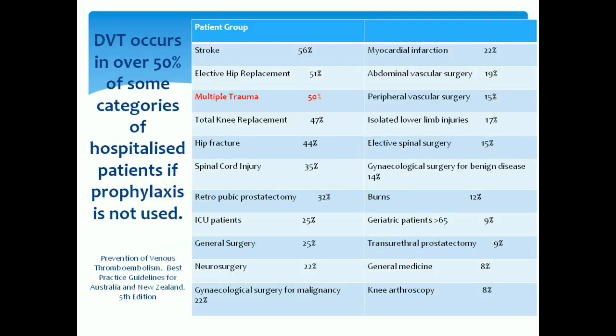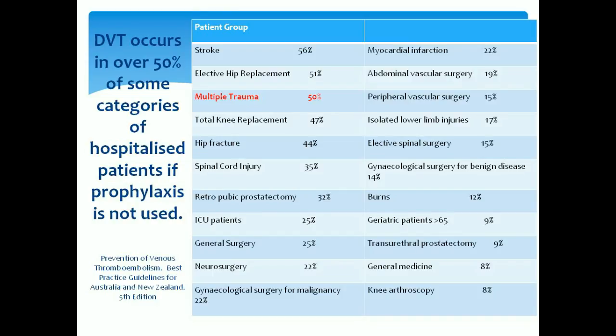Within trauma, if we look at trauma patients, how often would a patient get a DVT? Now these are all figures of what would happen if you gave no prophylaxis at all. So you'll see that the highest there would be stroke, hip, and then below that you've got trauma, which is up there with hip fracture.